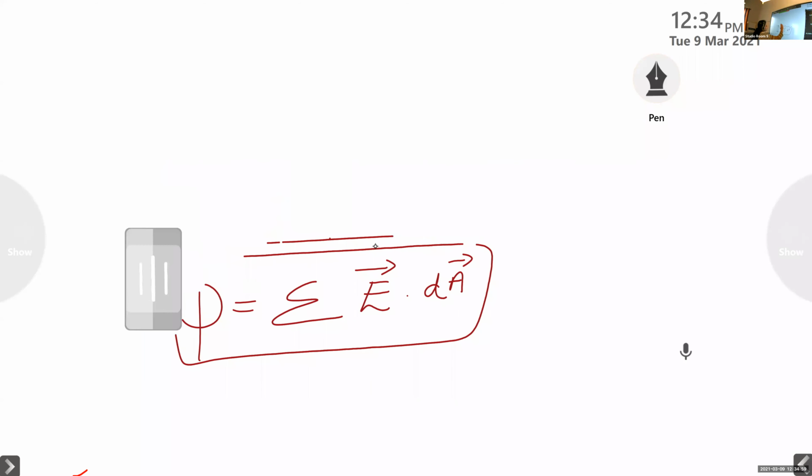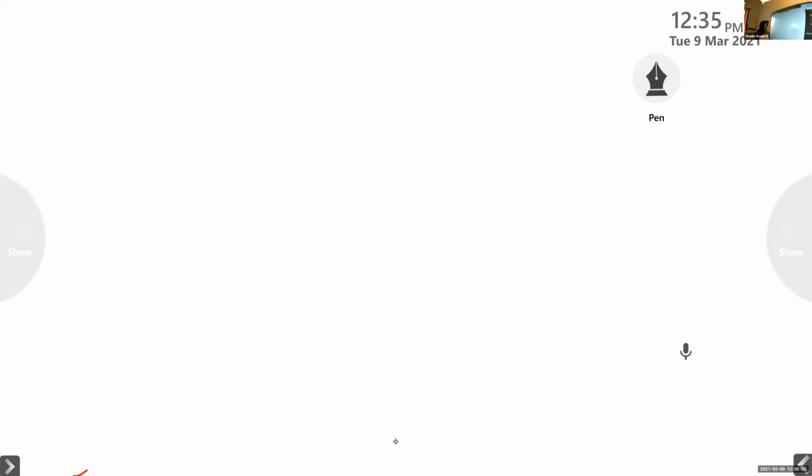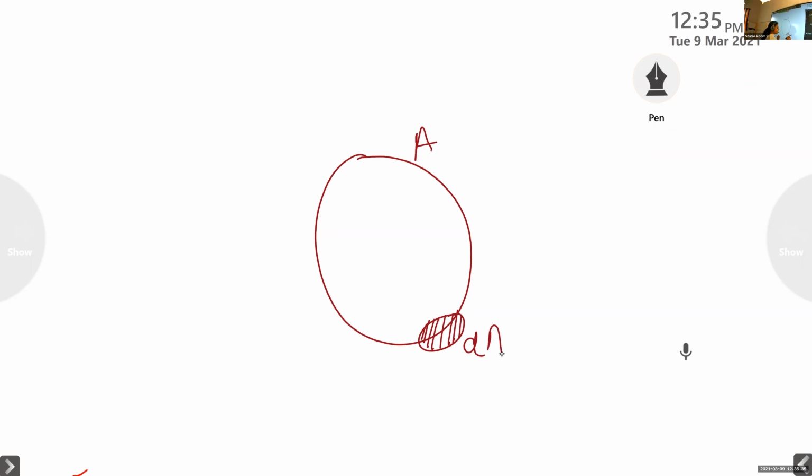So in this electric flux, in order to define the third definition for electric flux, we are considering a sphere, a spherical conductor. It has an area A. But I want to calculate the electric flux of a small area. I don't need the electric flux of this entire area A. Instead, I want to calculate the electric flux of a small area. So for that, I consider a small portion of this given figure. The small area of the given figure is given by dA.